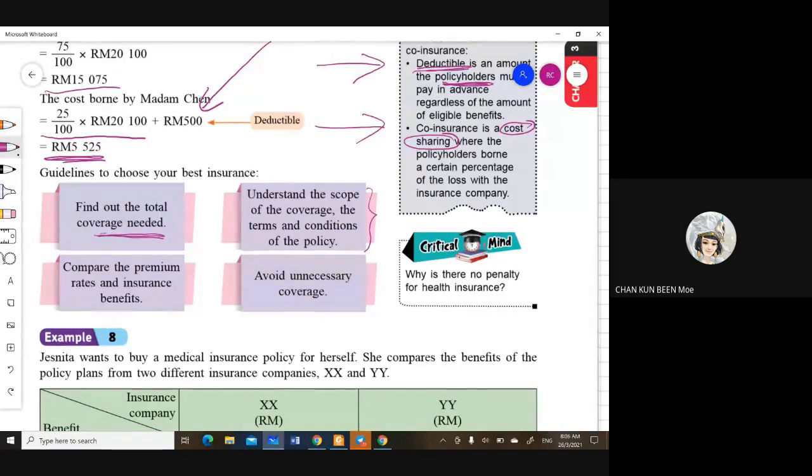Okay, I'm not an insurance agent now, so I can't explain everything. This is just generally what we learn over here regarding insurance.